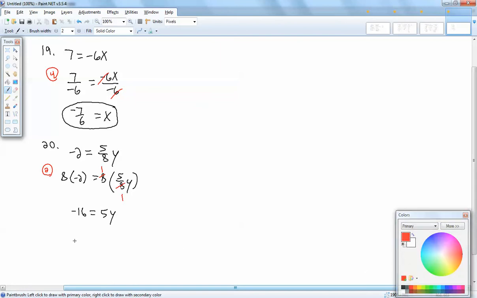Step 3. Get everything with a y on one side, numbers on the other side. That's done. Step 4. Divide both sides by the number in front of your y, which is 5. So we're going to divide both sides by 5. And we get negative 16/5 is equal to y. Those 5s are going to cancel.